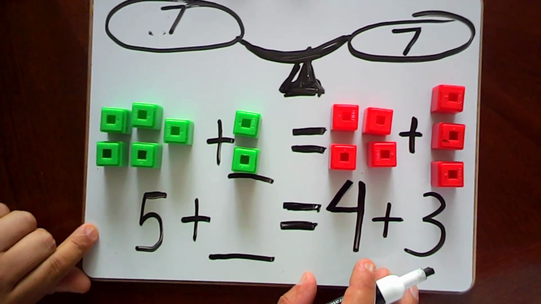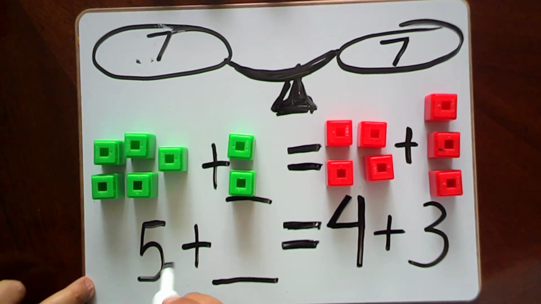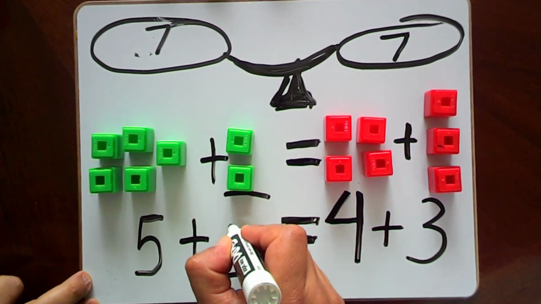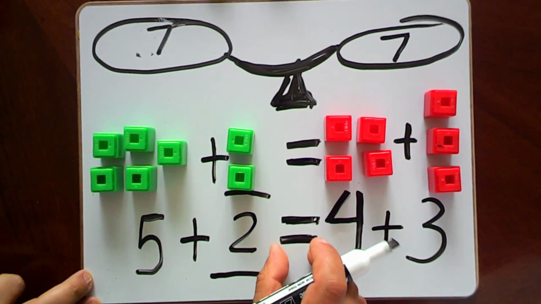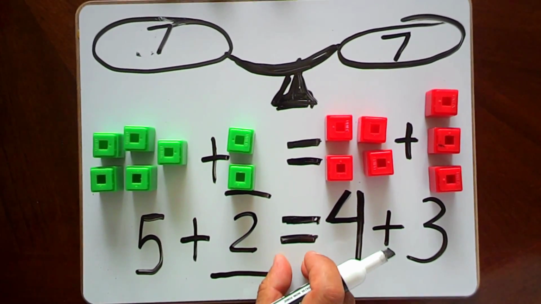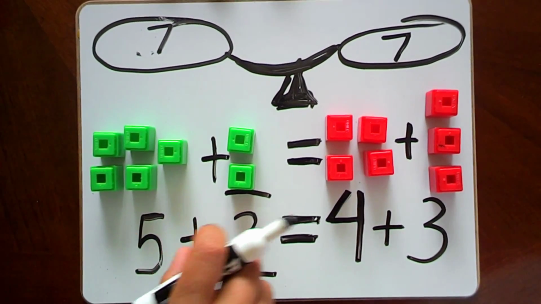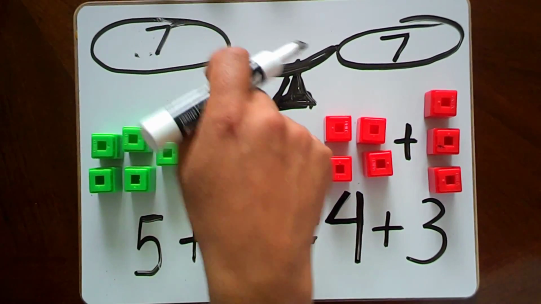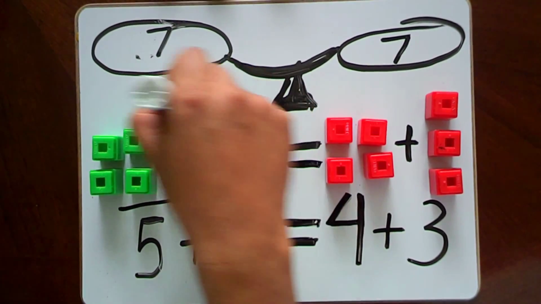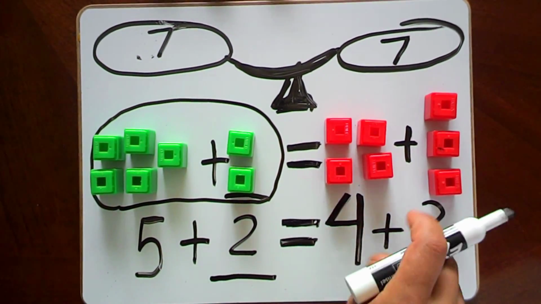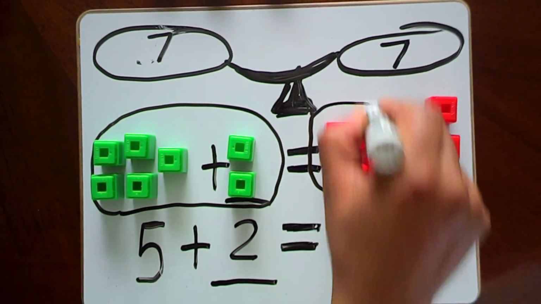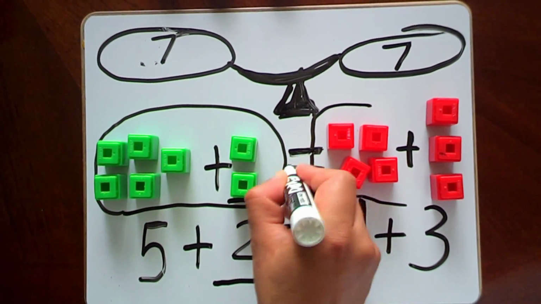So let's complete the equation with the numerals. So 5 plus 2, it's the same or it's equal as 4 plus 3. Because 5 plus 2 equals 7. All this group makes 7. And 4 plus 3 also makes 7. So they are equal.